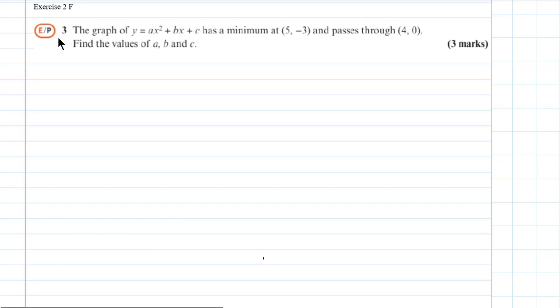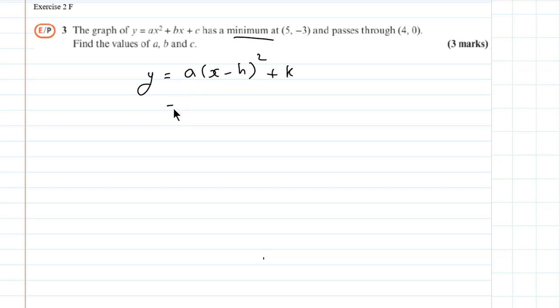Exercise 2f, question 3. The graph of y equals ax squared plus bx plus c has a minimum at 5, negative 3 and passes through 4, 0. Find the values of A and B. In the previous video, we talked about something called vertex form or turning point form from the quadratic equation. So we can write it as A multiplied by x minus h all squared plus k, such that h and k is the coordinates of the minimum point or the turning point.